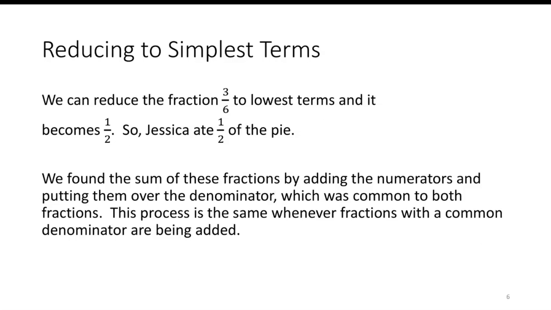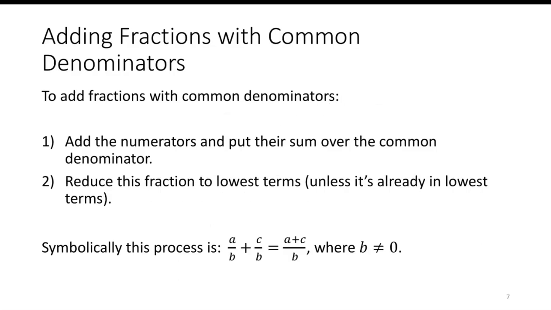We found the sum of these fractions by adding the numerators and putting them over the denominator, which was common to both fractions. This process is the same whenever fractions with a common denominator are being added. So, to add fractions with common denominators, you add the numerators and put the sum over the common denominator. Reduce this fraction to lowest terms, unless it's already in lowest terms. So symbolically, A over B plus C over B is A plus C on top over B. So just leave those denominators alone.